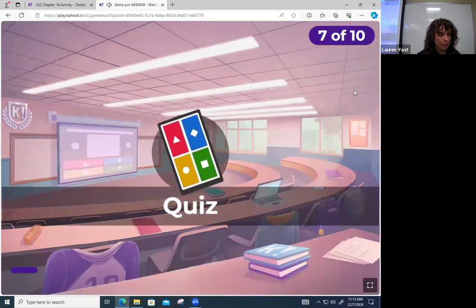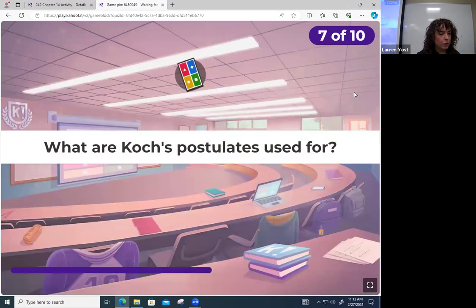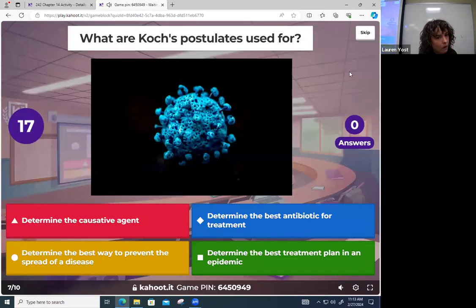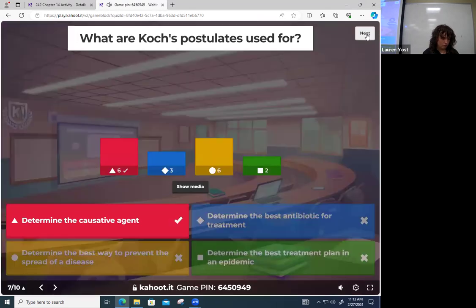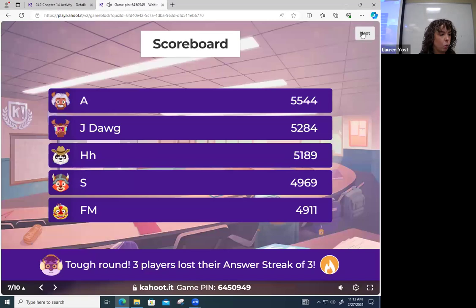All right, what are Koch's postulates used for? We had this one in the last chapter too. Right, so Koch's postulates are used to determine which organism caused a disease.